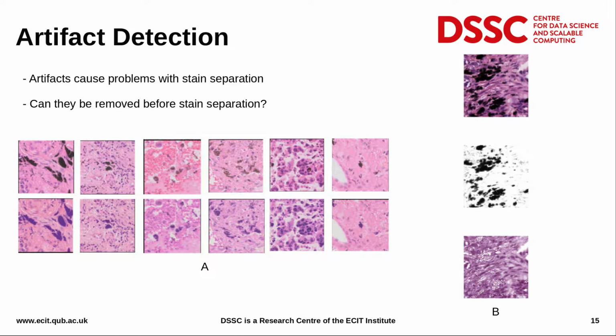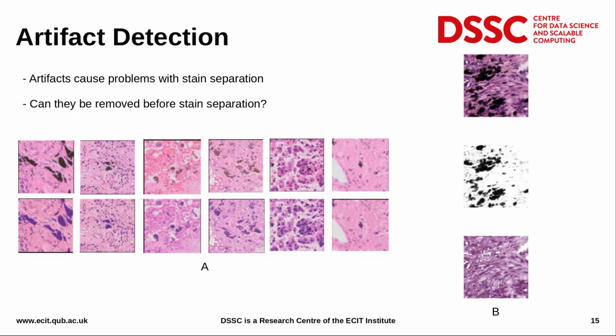In Figure B, we can see that a different stain separation method has successfully separated the artifact from the tissue, which is beneficial. However, the stains in the tissue itself have not been separated at all. It is also important to note that in the bottom image in Figure B, the tissue has been reconstructed using a single colour, and thus information has been lost between the two stains.